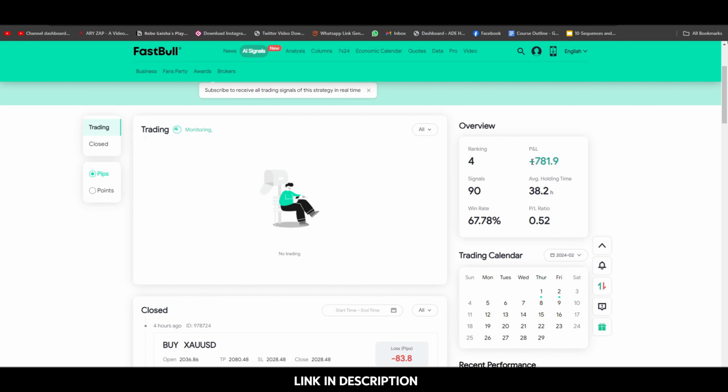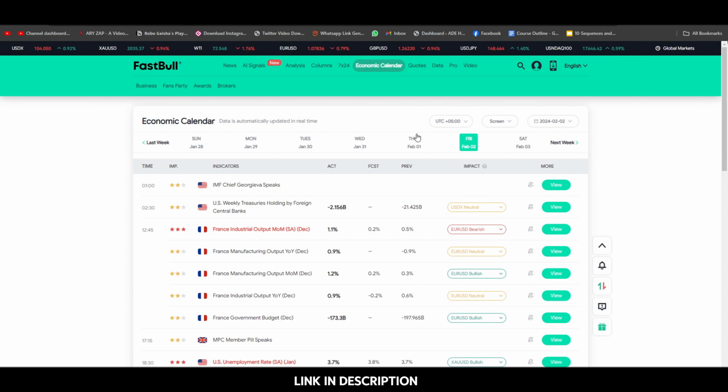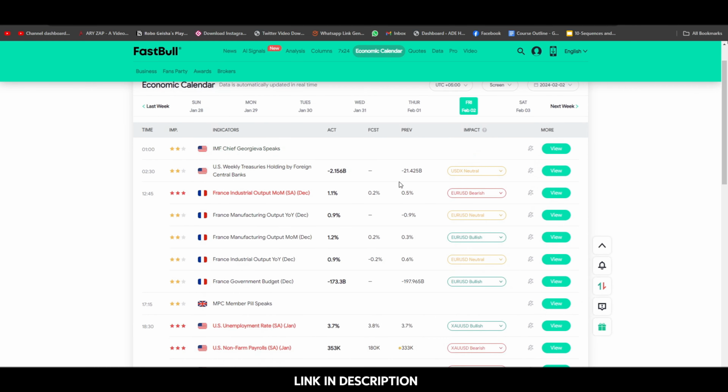You can see it has made 781 pips right here. So kind of pretty cool. So you can check this out. Apart from that, it has an economic calendar, which is a very amazing and beautiful UI.